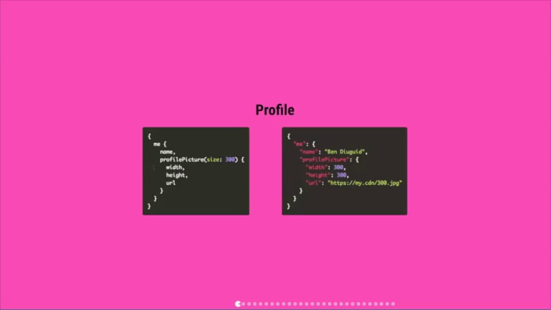So let's look at something a little more complicated. I could have my parameters inside of profile picture, and then request things based on that. So I pass it a size, and then it returns me back the height and width of a given size with a link to the URL for whatever my profile picture is in this example.